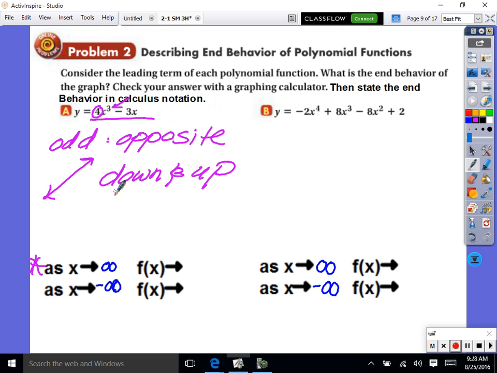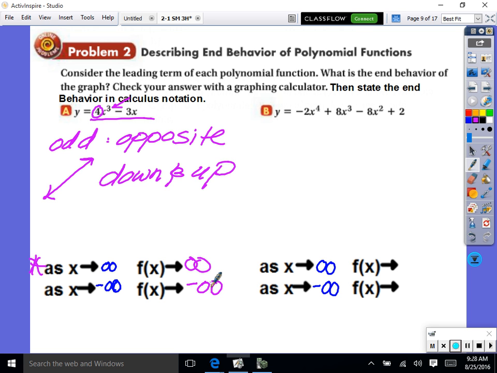Now let's write it in calculus notation. As x is approaching positive infinity, f of x is approaching positive infinity. Are we all seeing it, or do I need to explain that in further detail? As x is approaching negative infinity, f of x is approaching negative infinity.